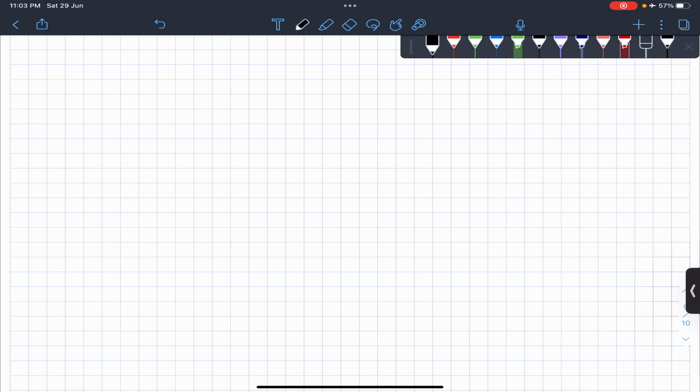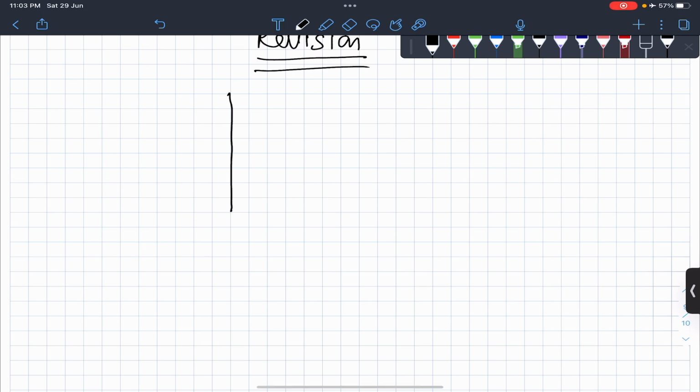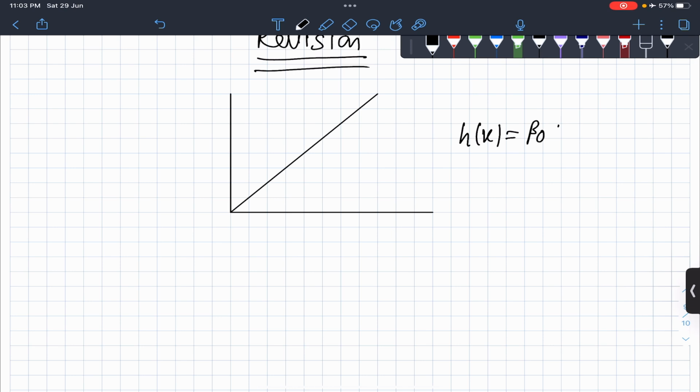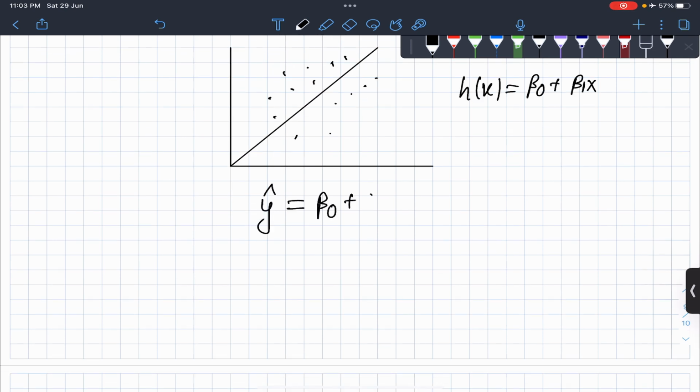First, a quick revision of what we have done so far. We had some data and we made a prediction on it using our hypothesis function, which was beta 0 plus beta 1 x. This is y hat, our prediction: y hat equals beta 0 plus beta 1 x.